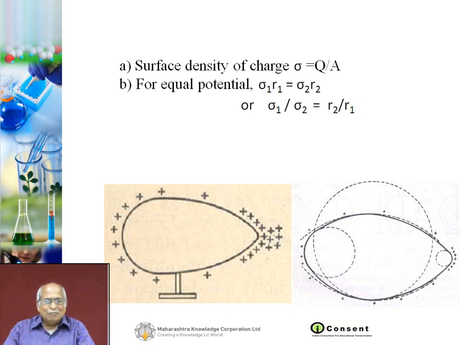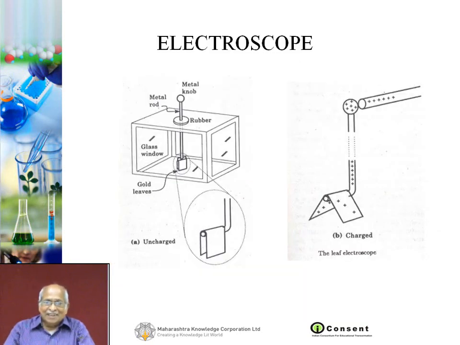Now if we imagine a conductor having a needle-like point, at the needle-like point radius is almost zero. Radius is very small, nearly zero. Radius very small, so 1 upon r will be infinitely large. So if a conductor has pointed end, the surface density of charge will be very, very large, extremely large. So in this way, distribution of charge is not uniform. We'll come to this again after a few minutes.